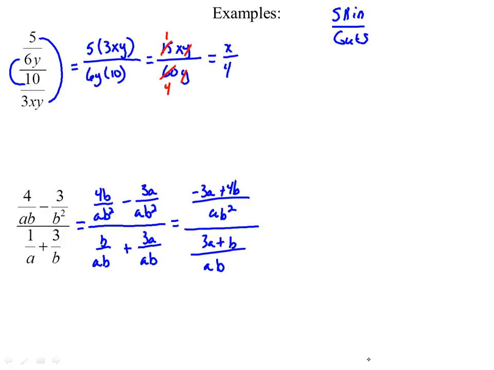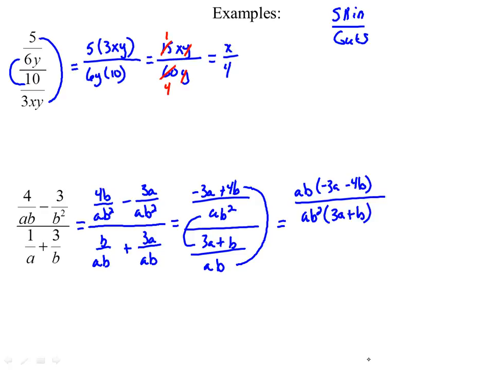And now I have one fraction over another fraction. So now I can do skin over guts. So we're going to do skin, but we're not going to multiply it out. We're just going to rewrite it. So we'll have AB times negative 3A minus 4B. That's your skin. Over your guts. So we'll have AB squared times 3A plus B.